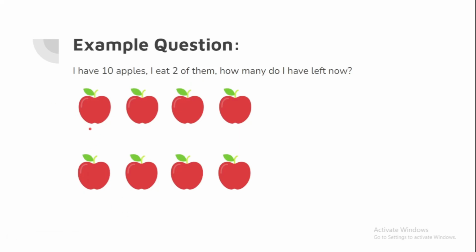Well, how many are left? Let's count. 1, 2, 3, 4, 5, 6, 7, 8. That was an easy sentence. It was just one step. Some sentences will have multiple steps to them. This one is just easy.